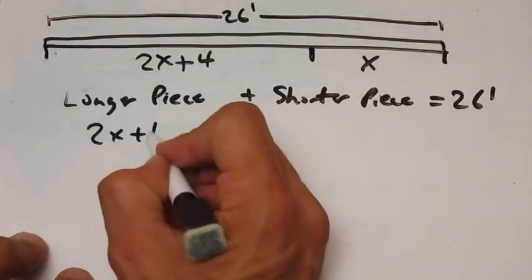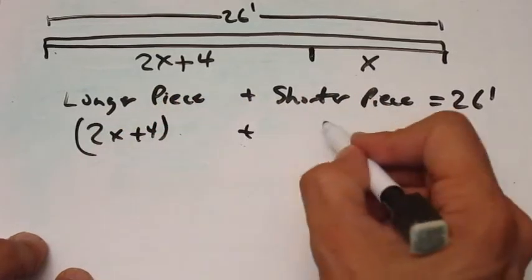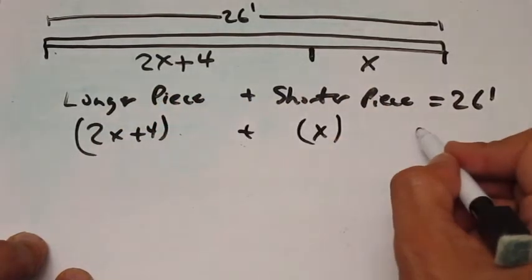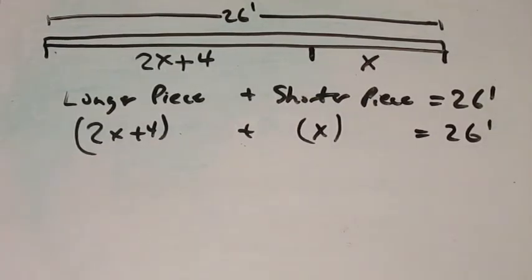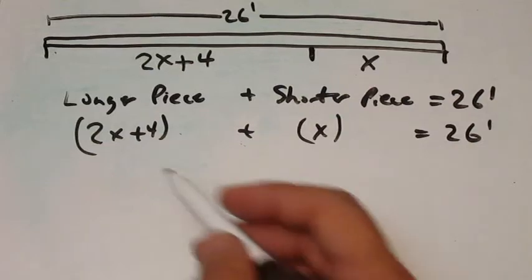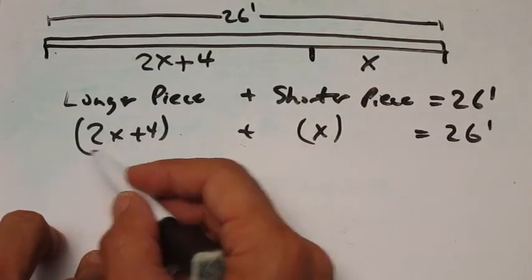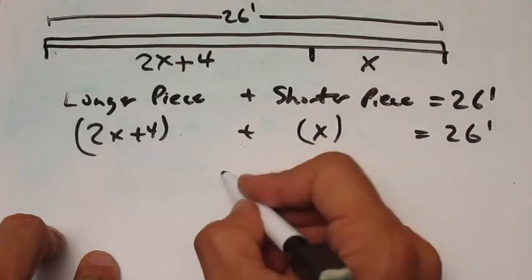I'm putting this in parentheses just so you can see each piece is denoted by 2x plus 4 and x. You don't have to use parentheses, but I did so you could see it. There's a longer piece and a shorter piece. Now that's just a basic algebra problem, and I got 3x plus 4 equals 26 feet.